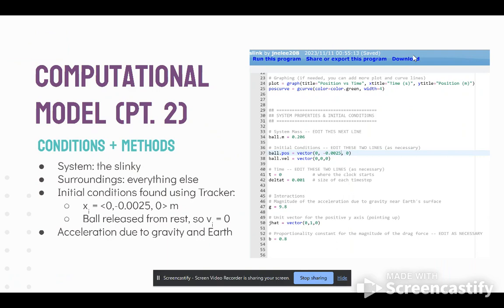So I have the acceleration due to gravity on Earth and the drag force here. I calculated this through trial and error by trying to make sure that the final position in the computational data was the same as the final position in the experimental data.